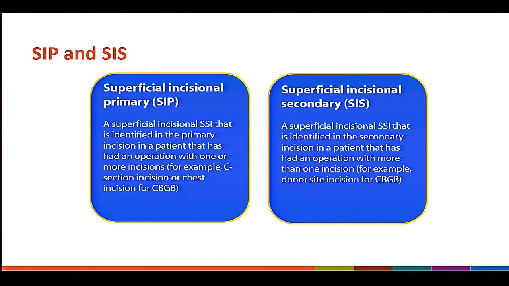And a common example I could give is a patient that undergoes a coronary artery bypass graft with both donor site and chest incisions. If a patient has an SSI that sets up in the donor site, then you would cite this as a superficial incisional secondary SSI. Remember, though, they're only followed for 30 days regardless of the surveillance period for the primary site. Now, the appendix at the back of SSI Chapter 9 does list out all the different operative procedures and which of those operative procedures have secondary sites.